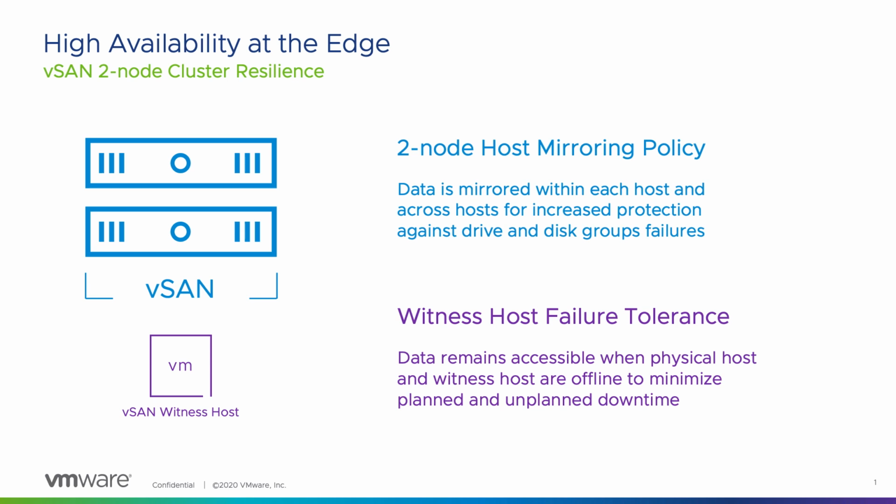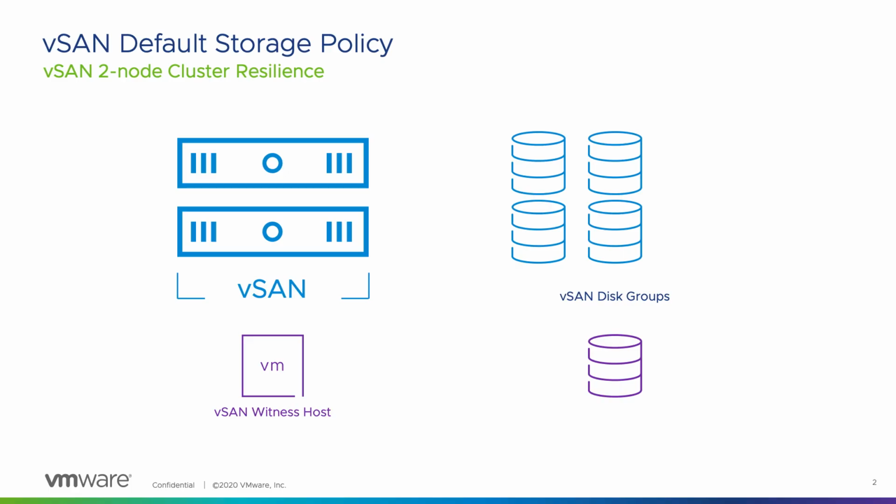The latest version of vSAN brings enhancements to the resilience of two-node clusters for edge use cases. The vSAN two-node host mirroring storage policy protects data against drive and disk group failures. vSAN two-node clusters can also maintain data access even if a physical host is offline and the witness host fails. Let's take a closer look at these improvements.